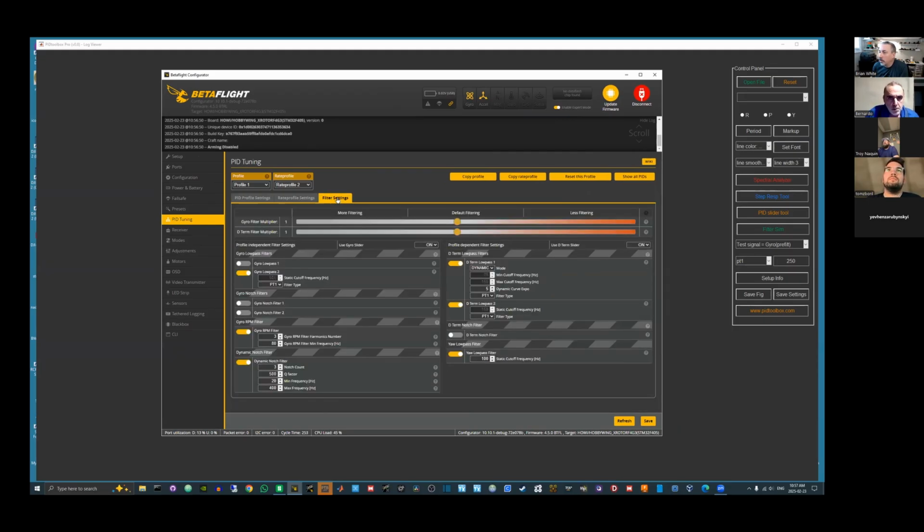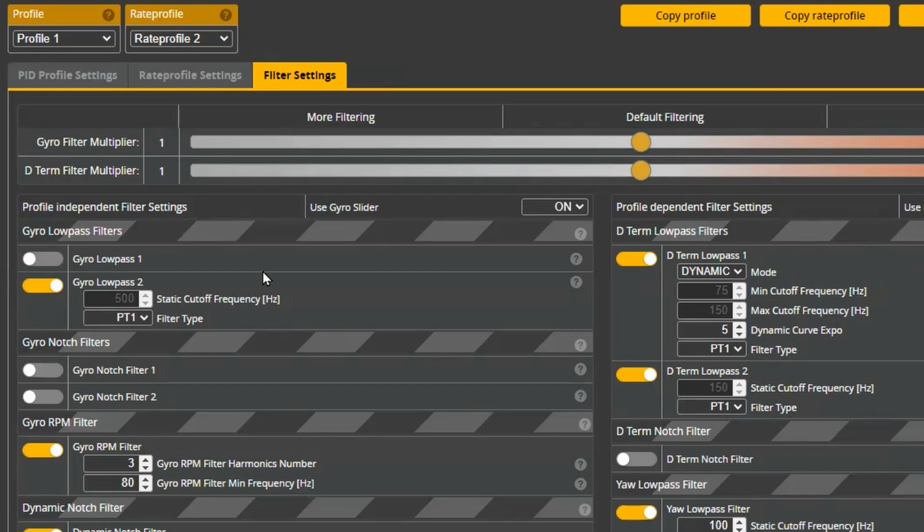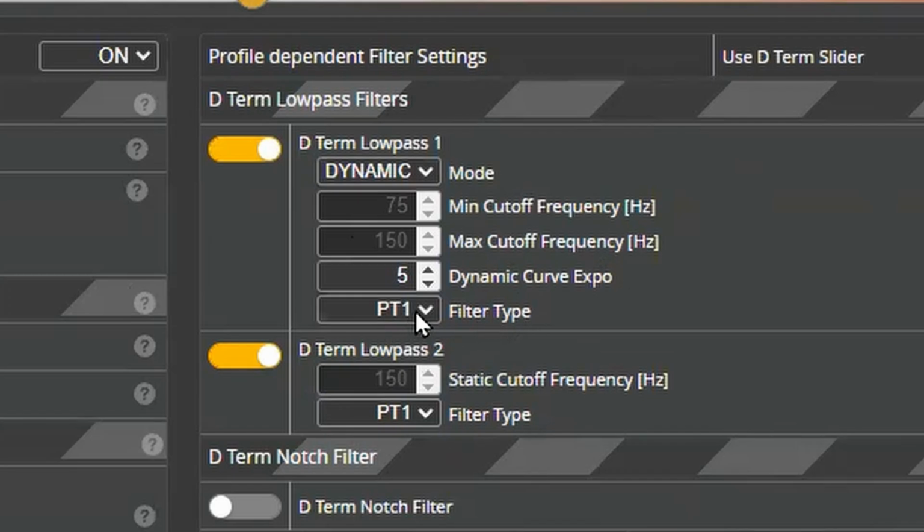So when you go to the filter tab, what Troy is referring to is that when you look at the D term, for example, or even the gyro, there's a drop down for different types of low pass filters. In both the gyro low pass filters and in the D term, it says filter type, and you'll see PT1, biquad, PT2, and PT3. Now, probably the best way to cluster these is that there's sort of two different types, really. There's the PT series, PT1, 2, and 3, and then there's the biquad.